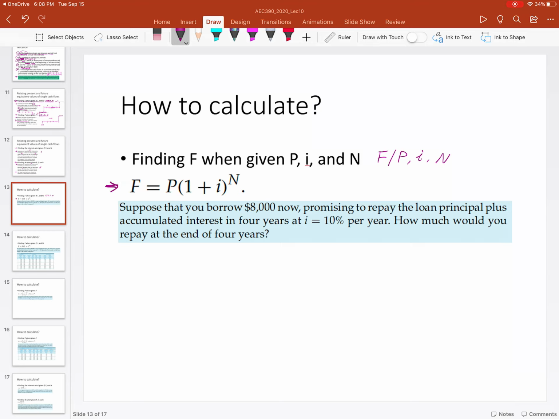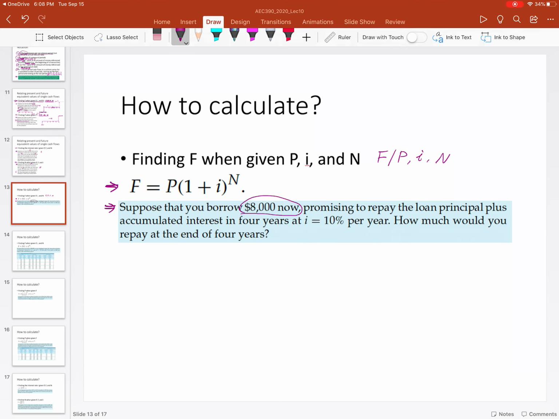The calculation, we use this equation. So F, future equivalent value, is P, the present value, times 1 plus I to the power of N. Okay, this is the equation you can use. And now let's apply that to this example.